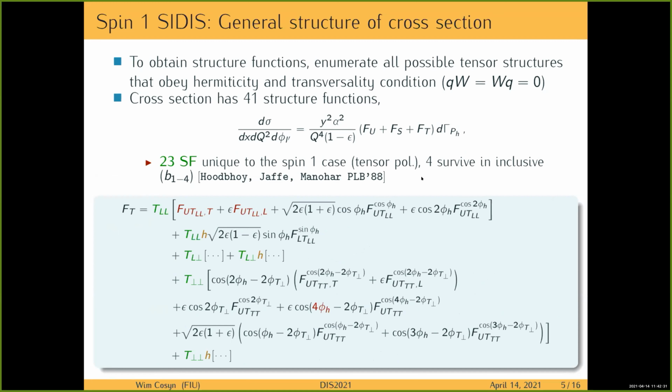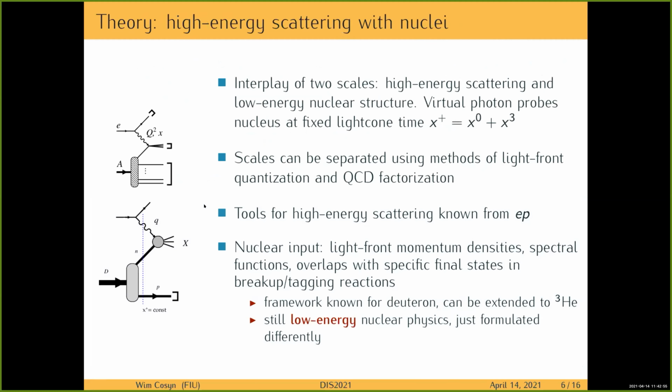And 4 of those survive in the inclusive case. So if you integrate over the spectator nucleon, we have 4 that survive, and these are well known since the late 80s, the so-called B1 to B4 structure functions. And for the tensor case, I'll focus on these 2, so no azimuthal dependence, just, let's say, the FT-FL equivalent, but then in a tensor polarized region. That's what I'll need for my tensor asymmetry.